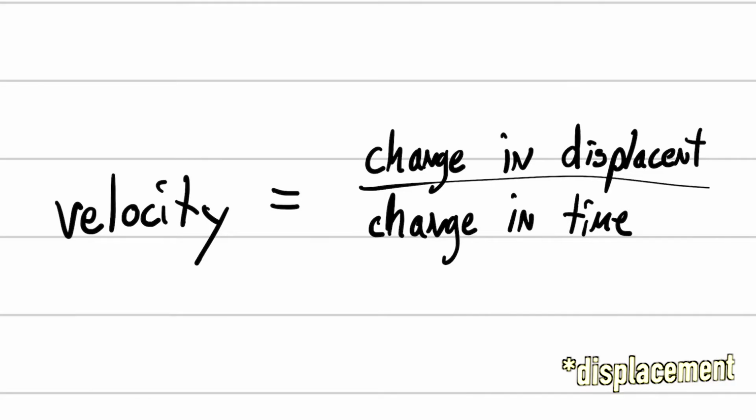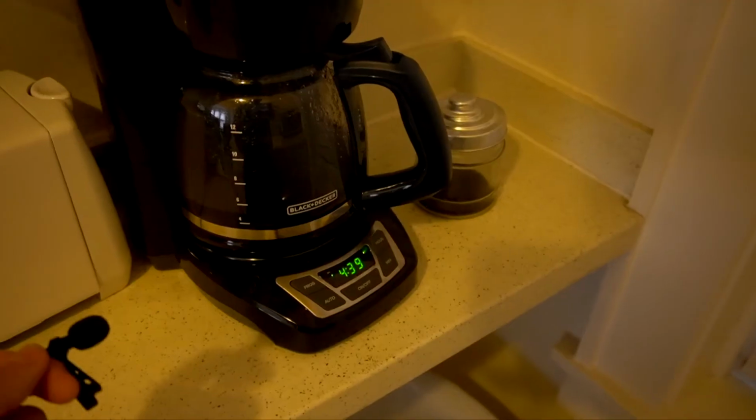Most notably being velocity. Velocity is defined as the change in displacement over the change in time. If you change a position over a set amount of time, you have to be moving. That's all that means.